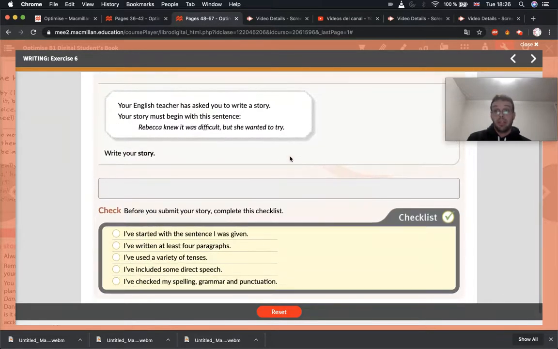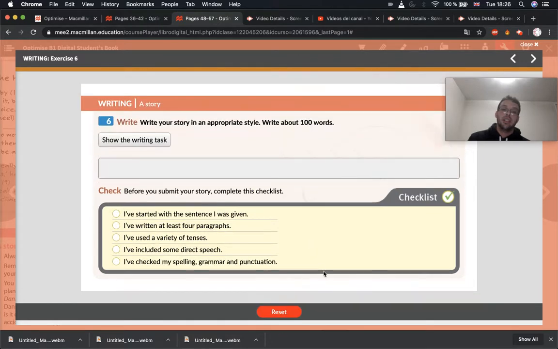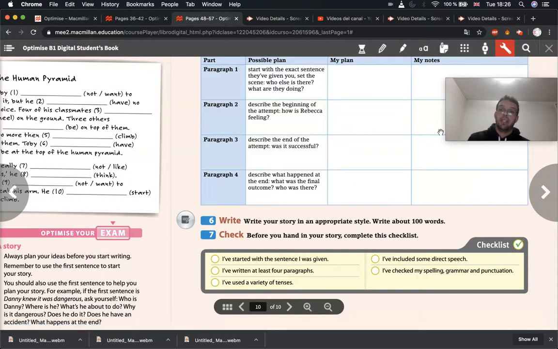When you've finished your piece of writing and you've checked it, go down this list and make sure you've done these things, and you can tick them off. I've started with the sentence I was given. Have you written 4 paragraphs? Have you used different tenses: past simple, past continuous, present perfect, past perfect or present simple? Have you included some direct speech? Have you checked spelling, grammar, and punctuation? Once you've done your writing, go down this checklist and make sure you've done all of these things, so that you give the best piece of writing possible.